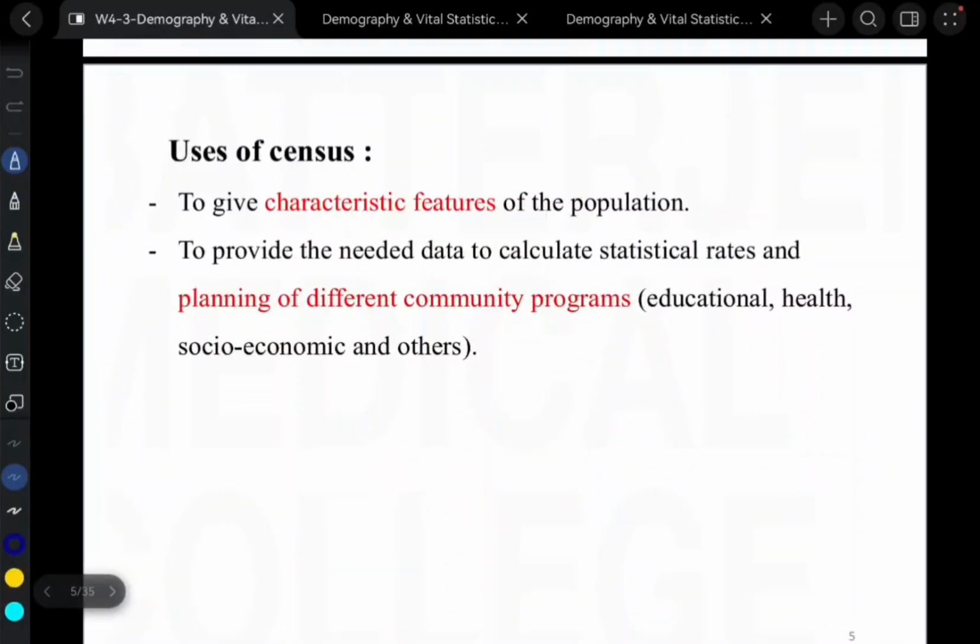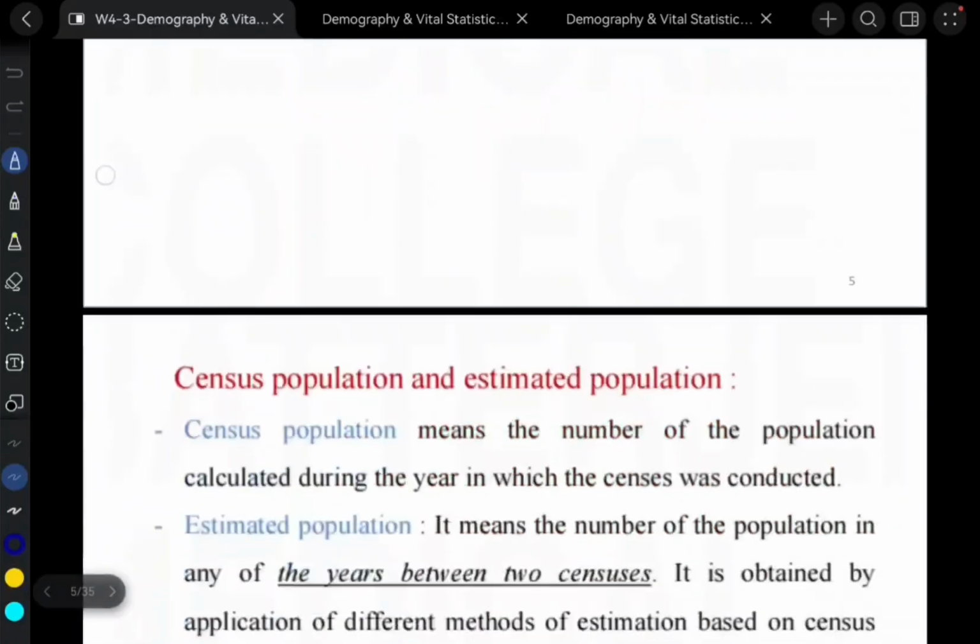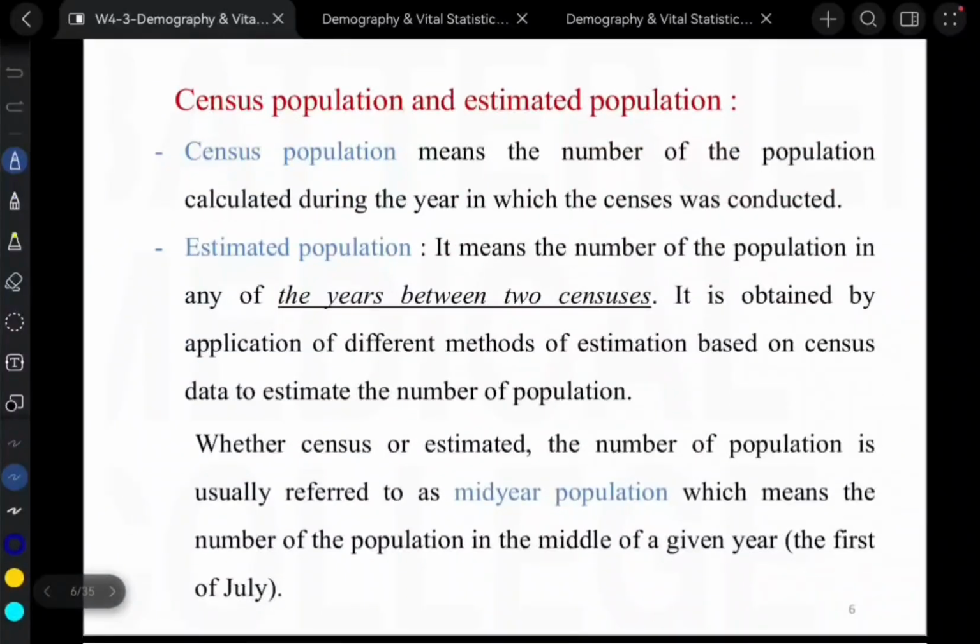And then the uses of census are to give characteristic features of the population and to provide the needed data to calculate statistical rates and plan different community programs like educational, health, socioeconomic, and others. Okay, census population and estimated population. Census population means the number of the population calculated during the year in which the census was conducted. I think this was called the census year.